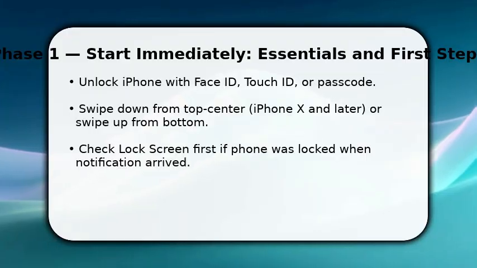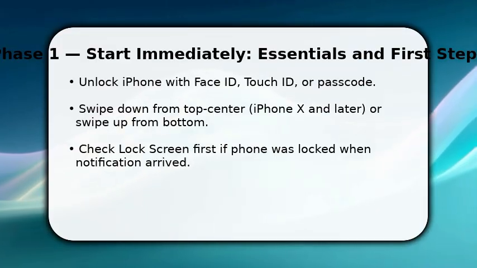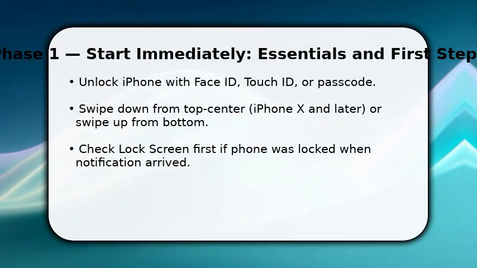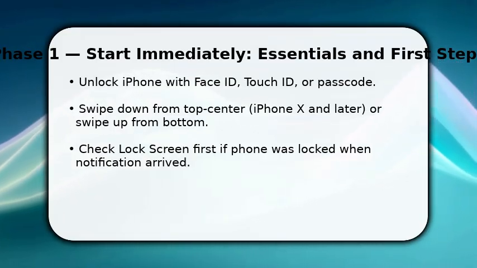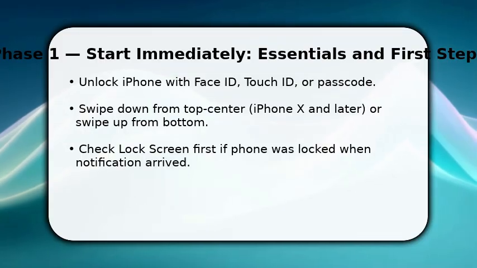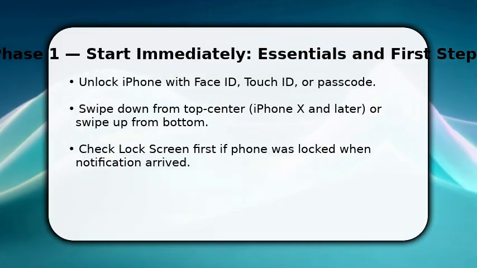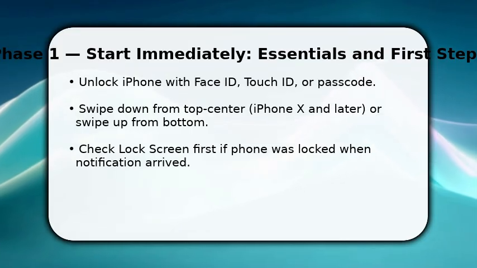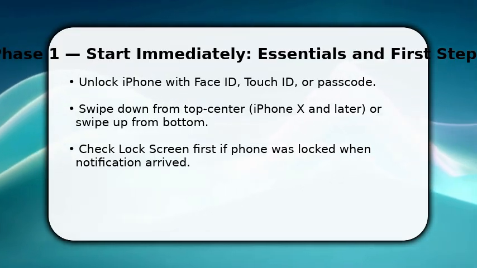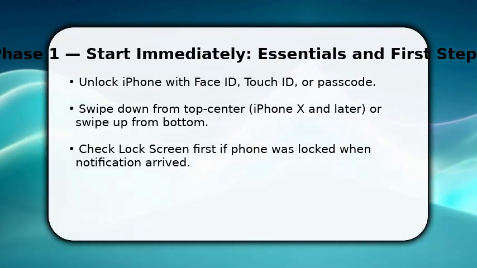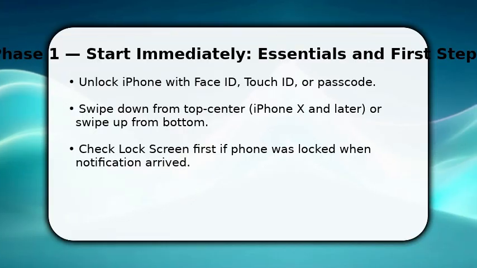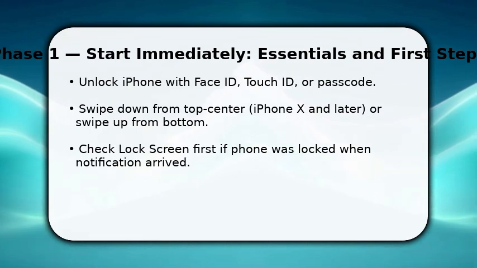You'll start by unlocking the phone and accessing the right place for alerts. If your device was locked, glance at the lock screen first because many notifications stay visible there. Once ready, swipe down from the top center on newer iPhones or swipe up from the bottom on older models to open Notification Center. Make sure Do Not Disturb or Focus modes are off because they hide alerts. This first step reveals recent banners and grouped threads so you can pick the right app to inspect.